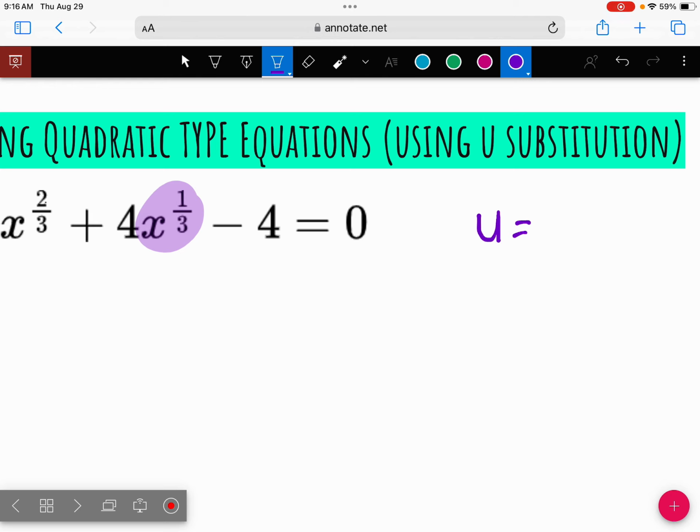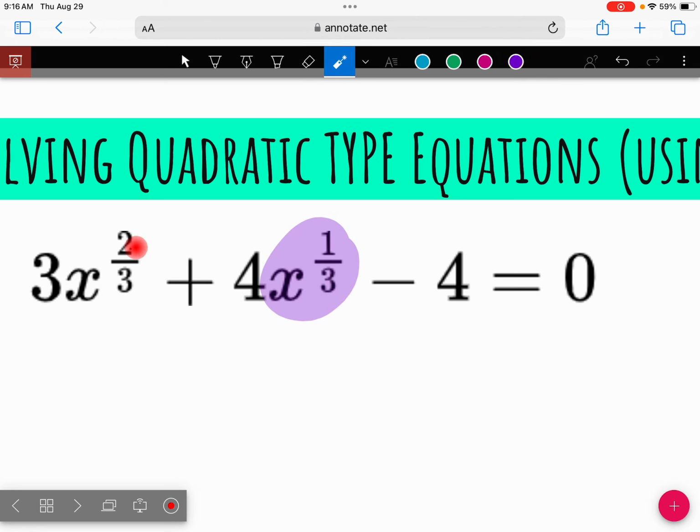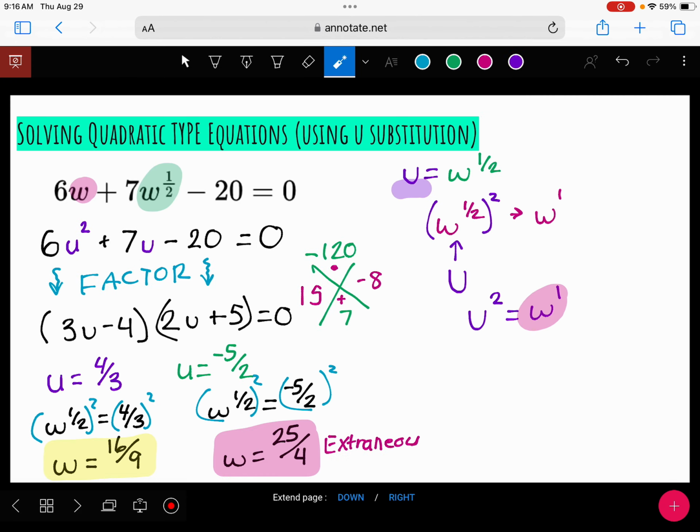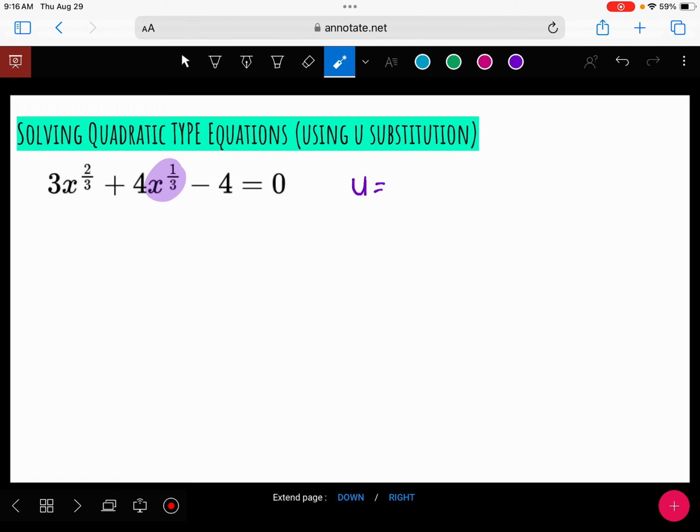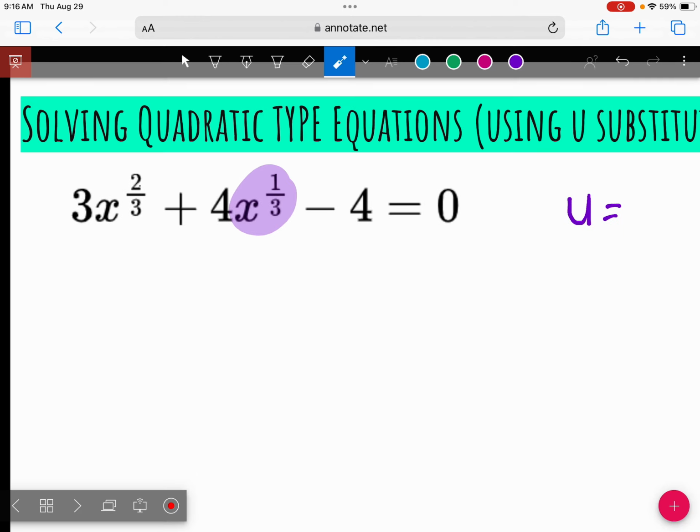How do we know when to use this? If I see a single term here and a doubled version of that term here, like on the last one, where this one was 1/2 and this one doubled to be 1, more often than not we will say something like solve this quadratic type equation, and that's a big old clue. If it says solve this quadratic type, substitute in so it looks like a quadratic.